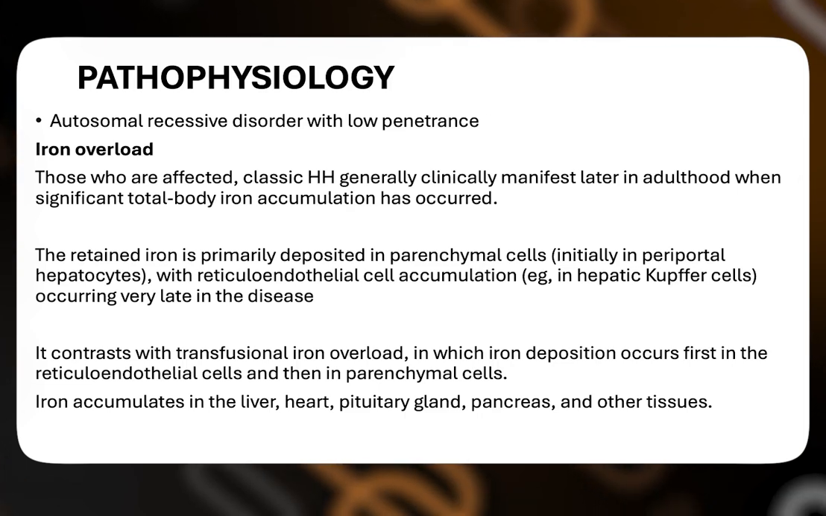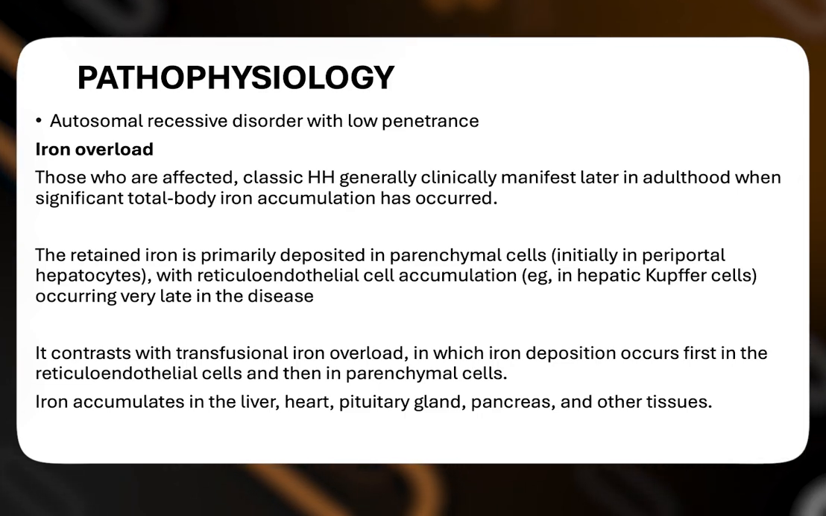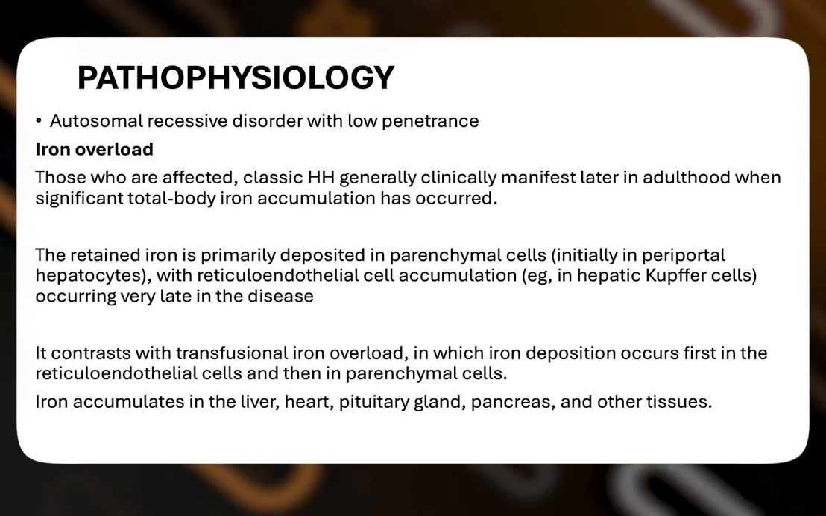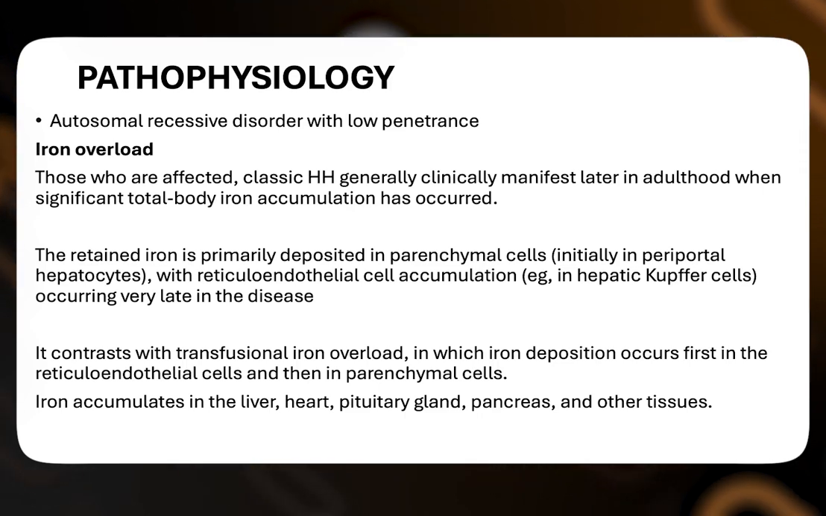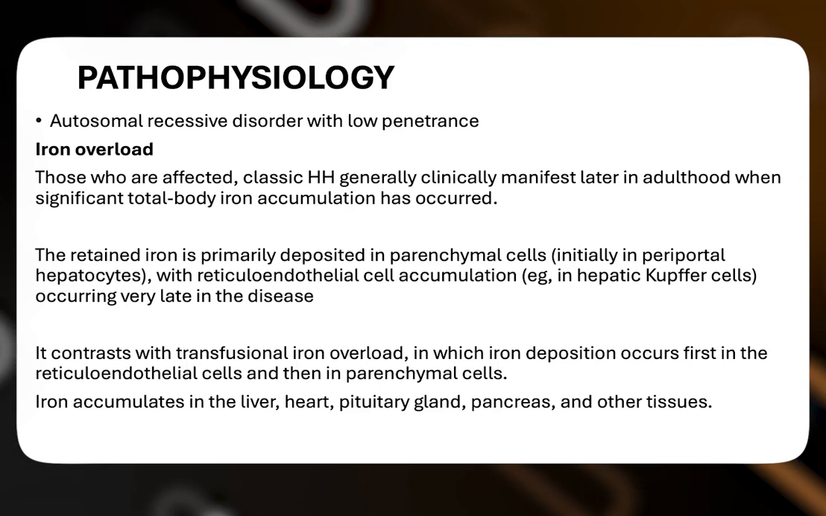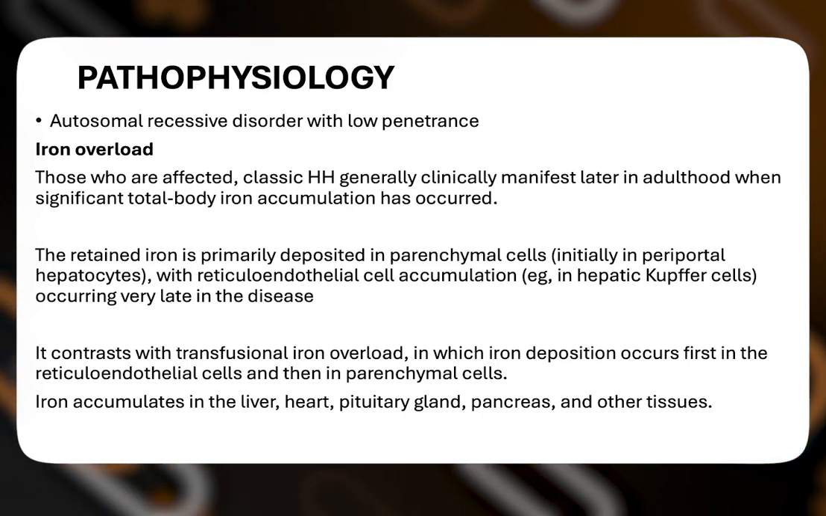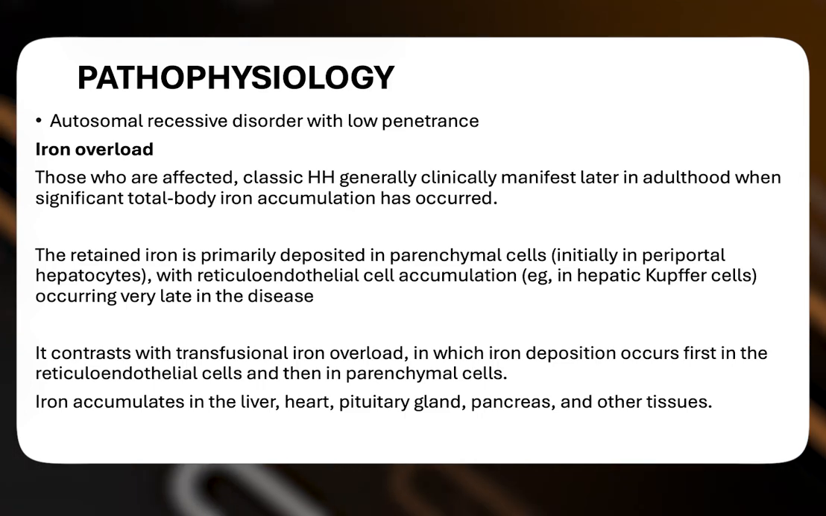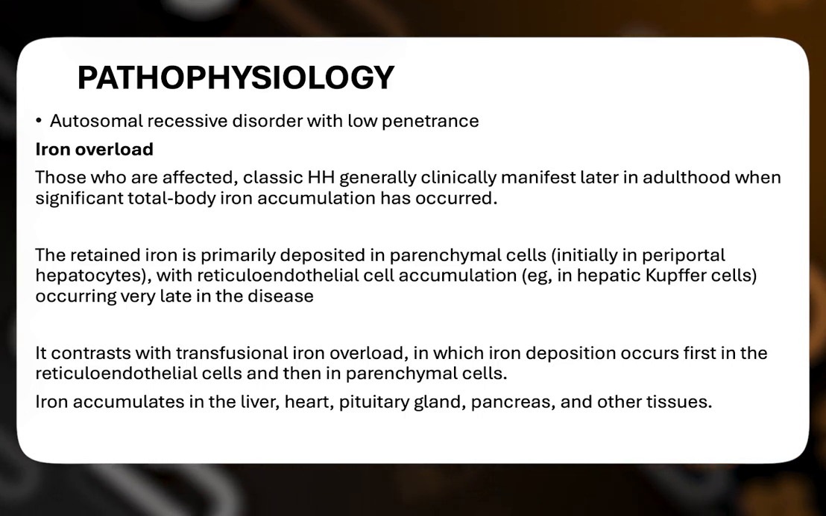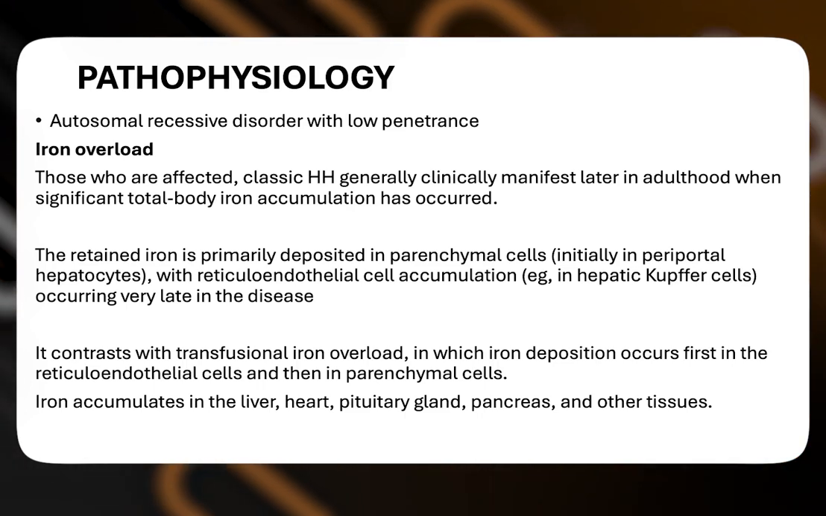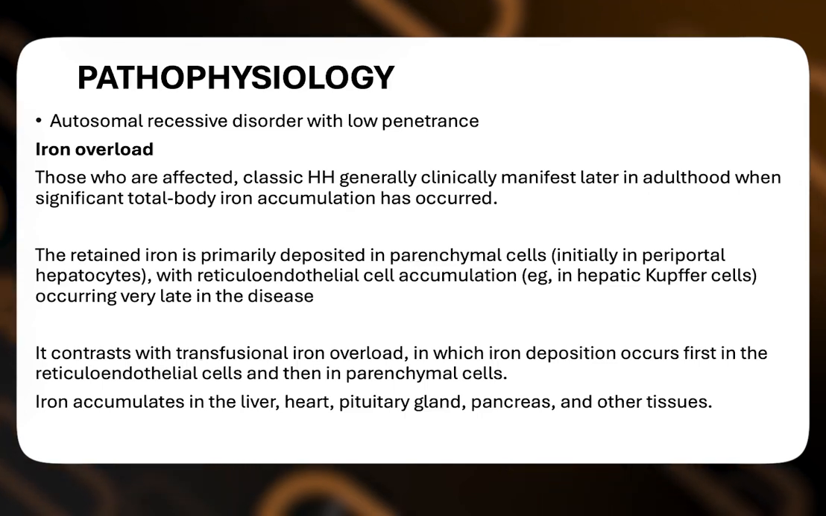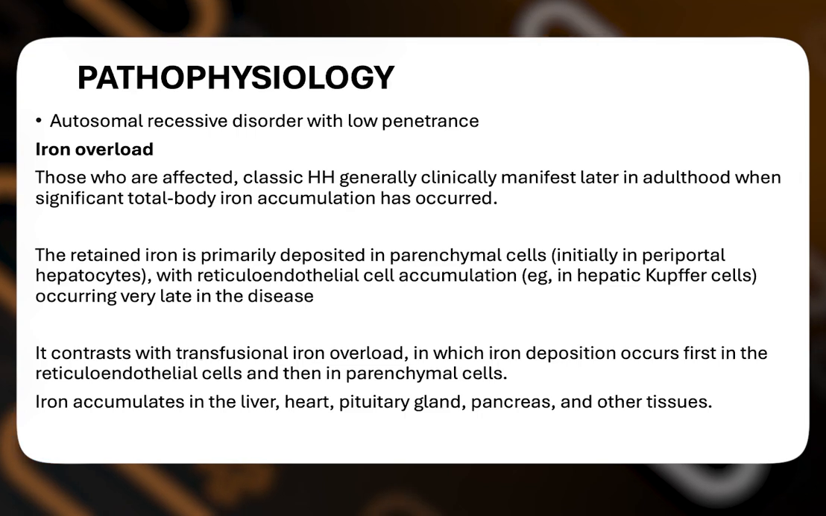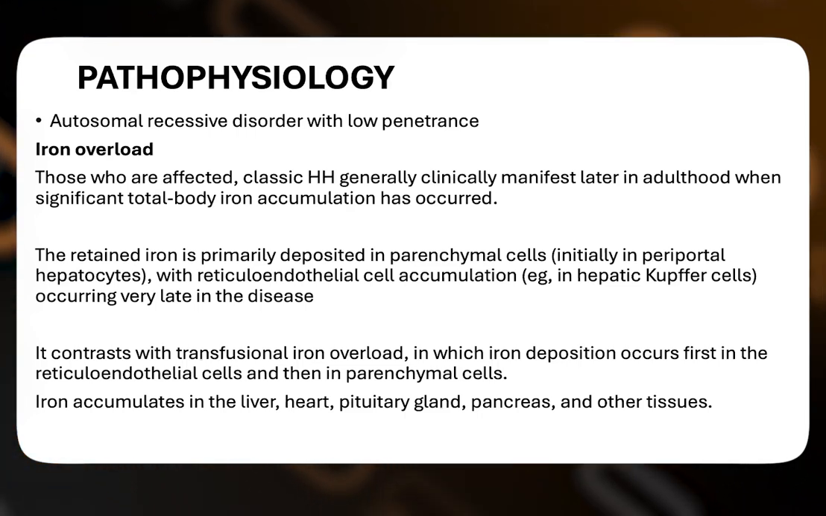In contrast, acquired or secondary hemochromatosis is due to blood transfusion or iron overload. The iron deposition occurs first in reticuloendothelial cells and then in the parenchymal cells. And as you must know, the iron gets accumulated preferentially in the liver, heart, pituitary gland, pancreas, and other tissues, and accordingly, patients will have manifestations of different organs.